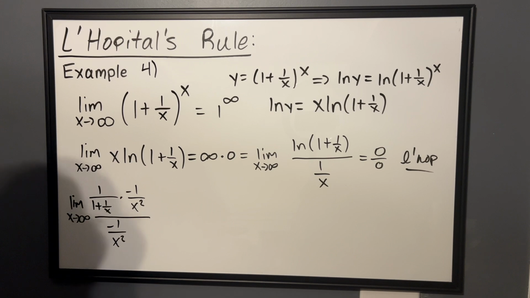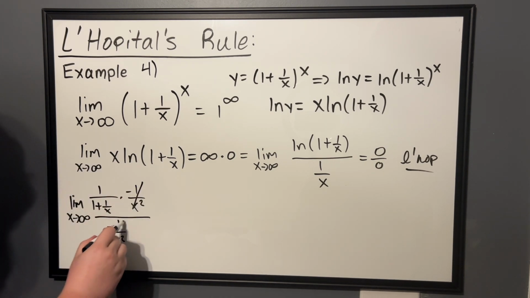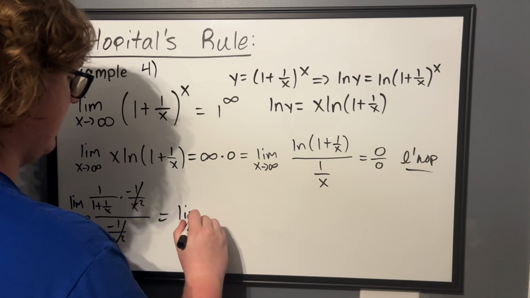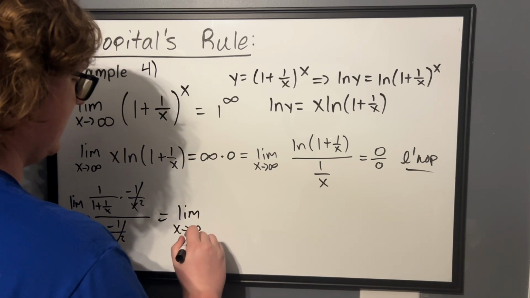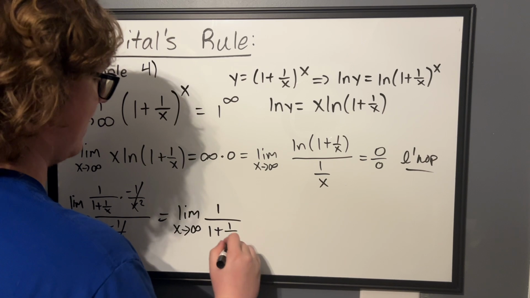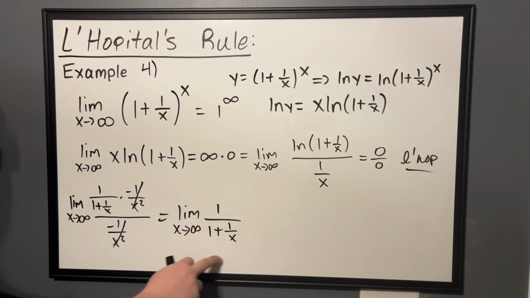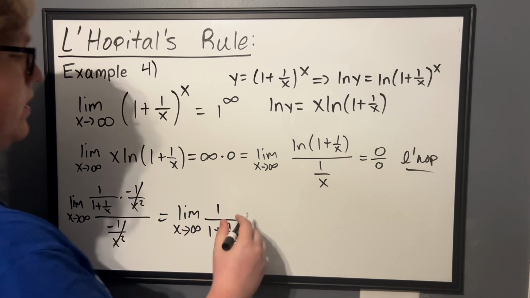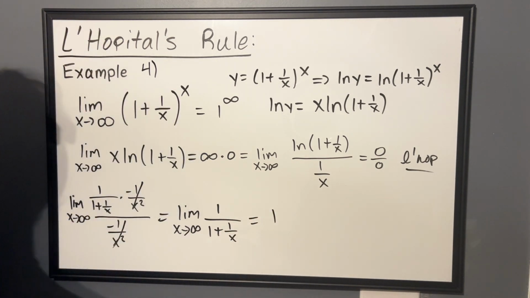And now the nice thing here is that this and this will cancel out. So we really just have the limit as x goes to infinity of 1 over (1 + 1/x). And when x goes to infinity, this part will go to 0. So it's just going to be 1 over 1, which is 1.